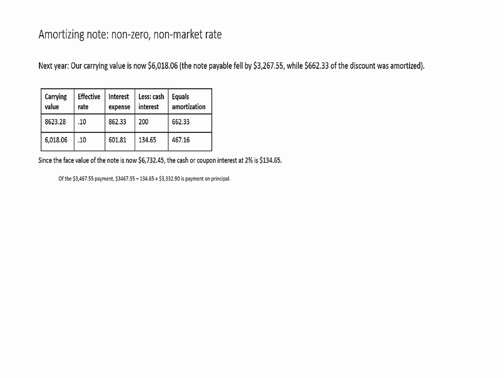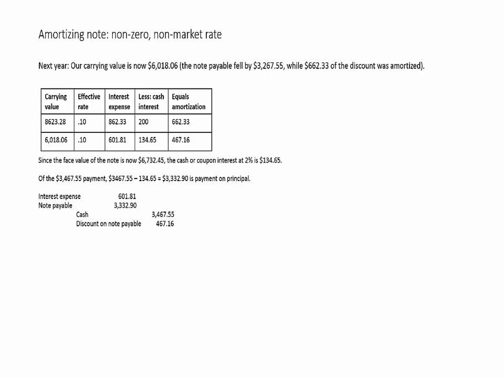So again, we're going to go ahead and record our interest expense of $601.81. We record our amortization, the credit to discounted notes payable of $467.16. We write the check for $3,467.55, and we pay down the note by $3,332.90 as the payment on the principal.